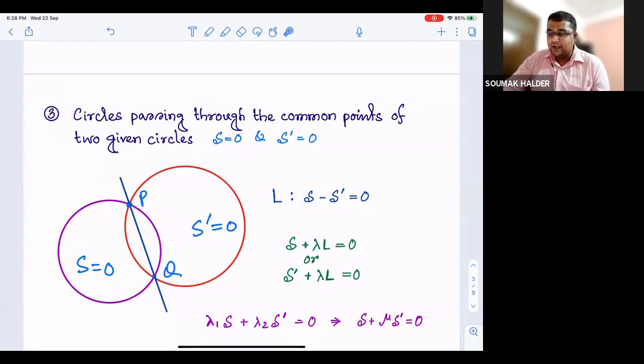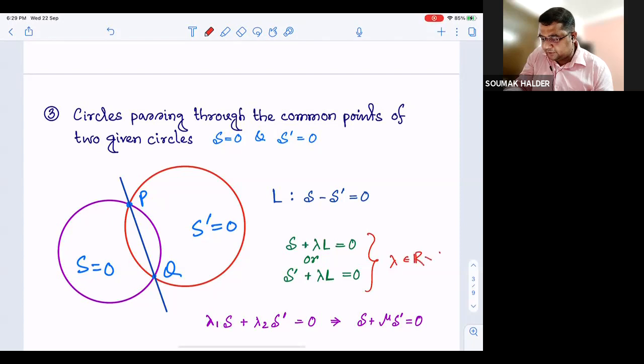If lambda 2 is 0, but lambda 1 is not, then we will get the trivial member S is equal to 0. But remember in the earlier reference, what lambda we have written in this particular part, over here, the lambda should not be 0. Okay, so let us mark it. In this part, lambda must belong to non-zero real numbers.